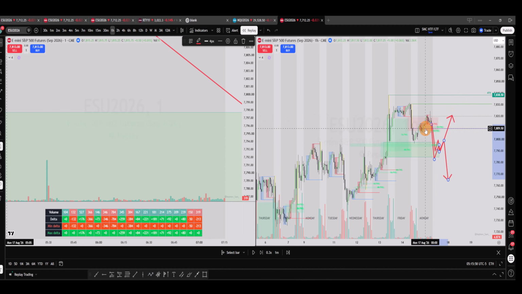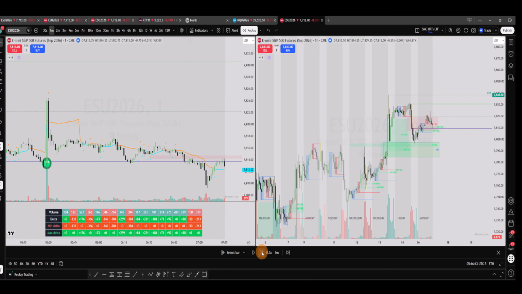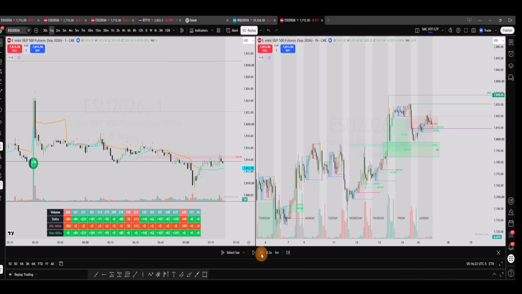If the move is up and we displace up, then we'll play that. But that obviously didn't happen, so we won't go over that. Let's walk this forward. So that's the thinking. We want to see price move down, and we really want to see how price responds around these two imbalances right here. So let's walk this forward.